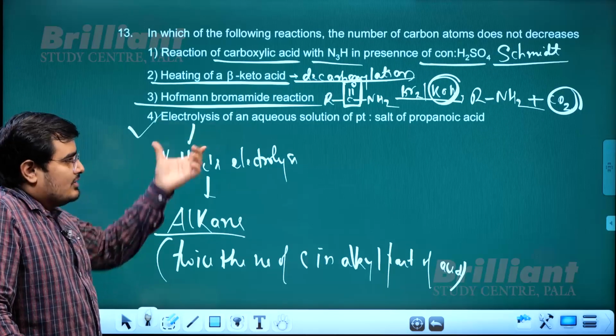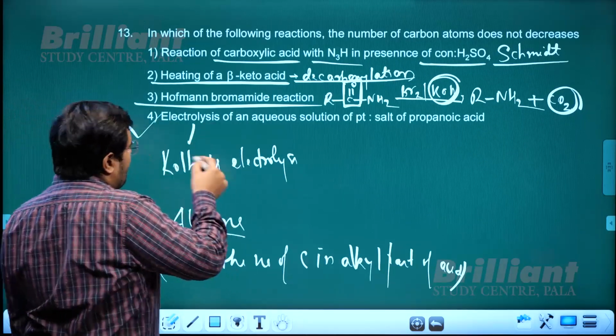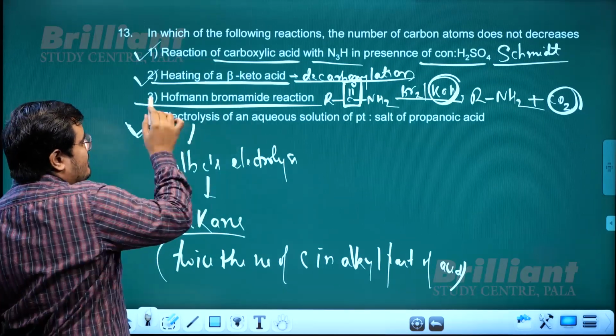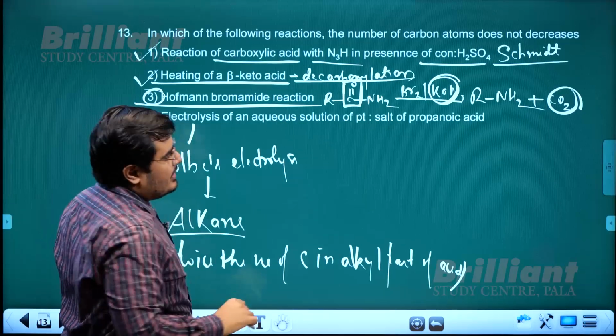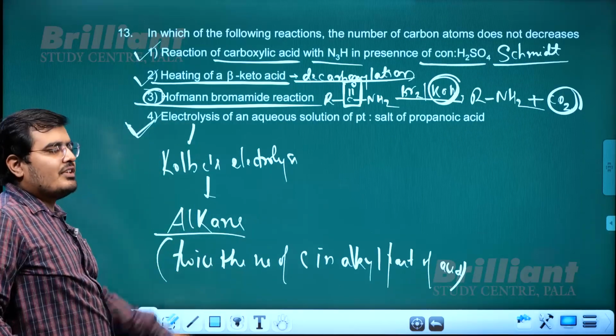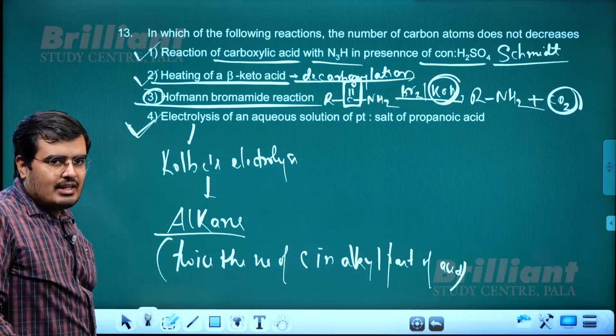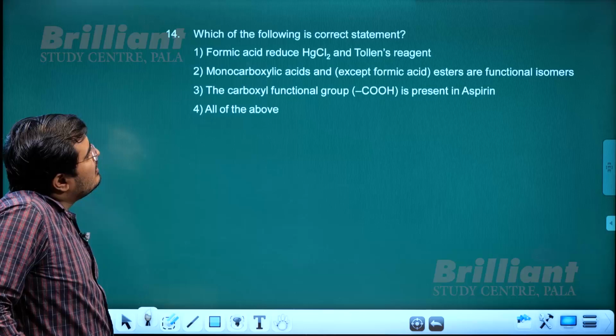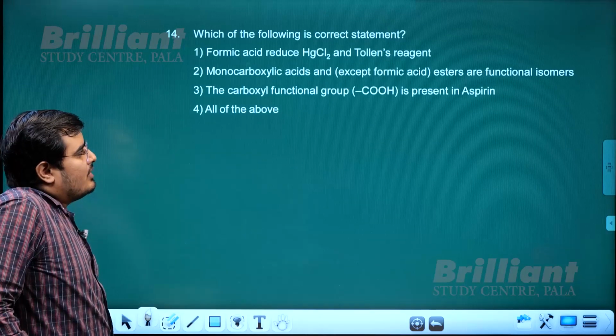I have discussed the mechanism for electrolysis of an aqueous solution. You are going to learn this reaction in the amines chapter, but I have given you a hint of how it exactly happens. Next is, which of the following is the correct statement?